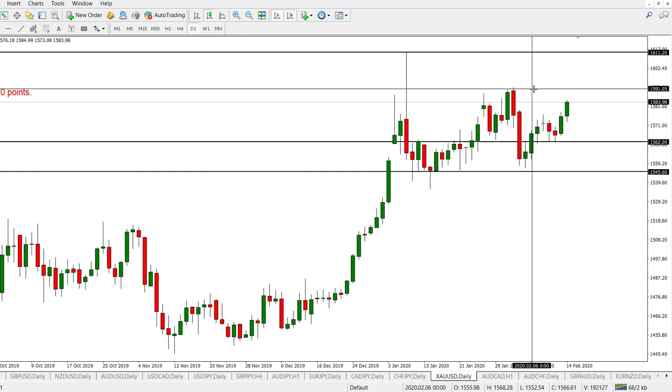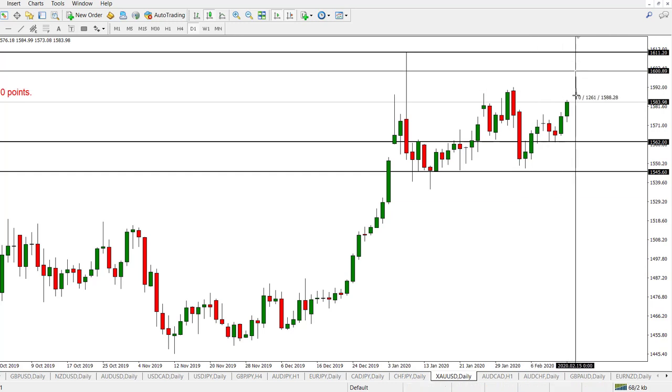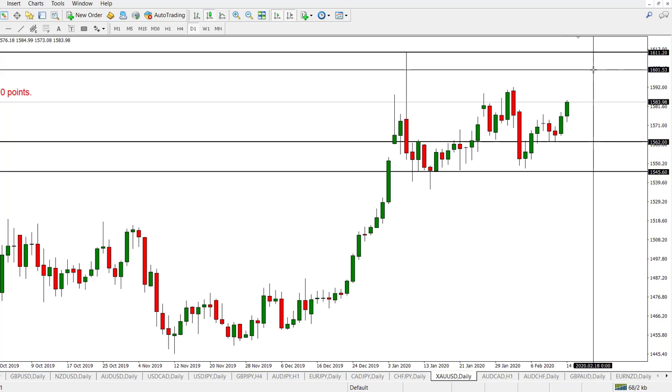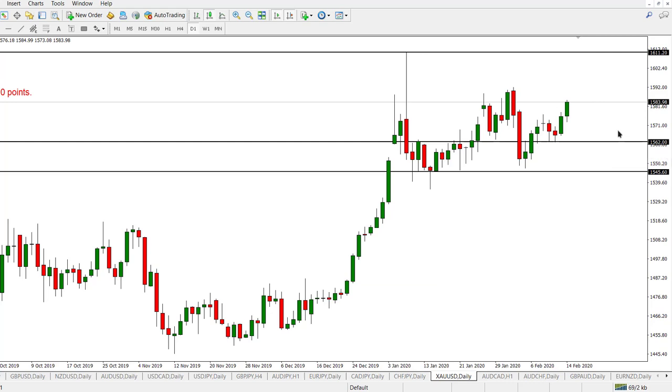So in this situation, the primary target of gold is 1600, and we may see some bearish pressure as soon as price reaches that level for some correction.